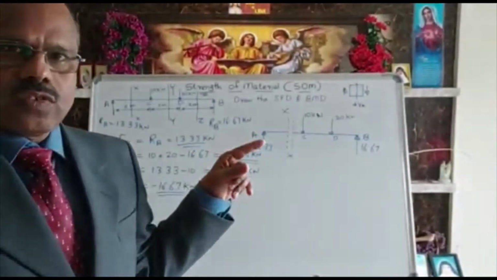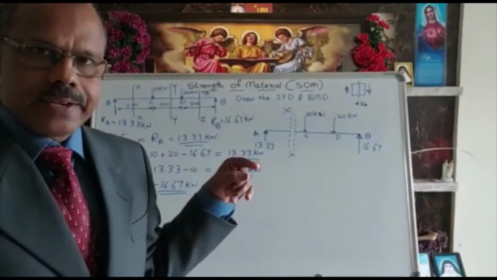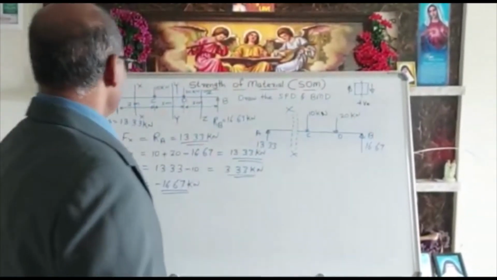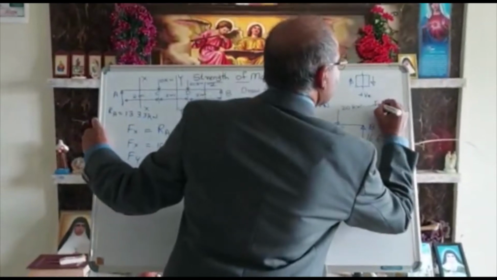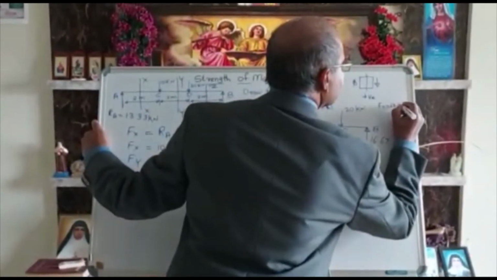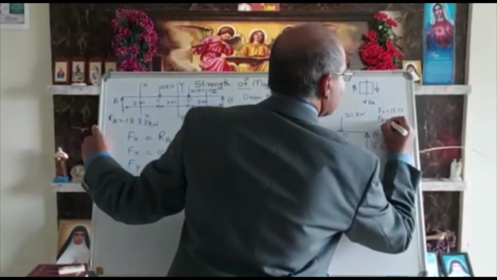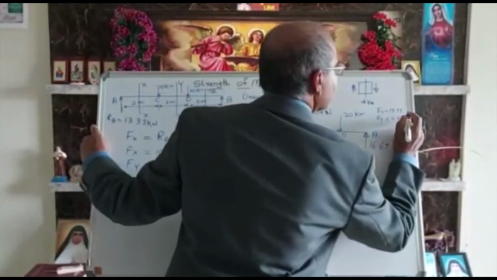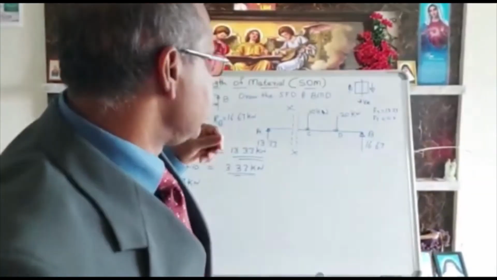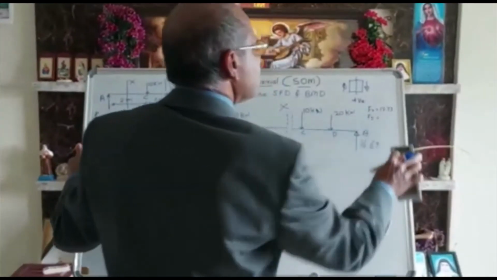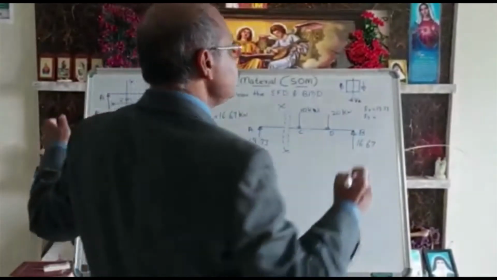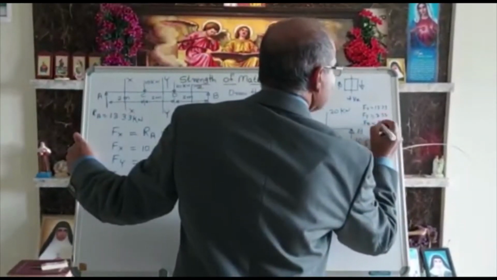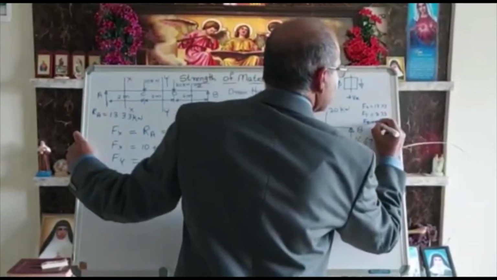Just for our reference to make the diagram, I am retaining these values here inside. Fx we have 13.33 and Fy we have 3.33, and Fz we have 16.67, that is minus.